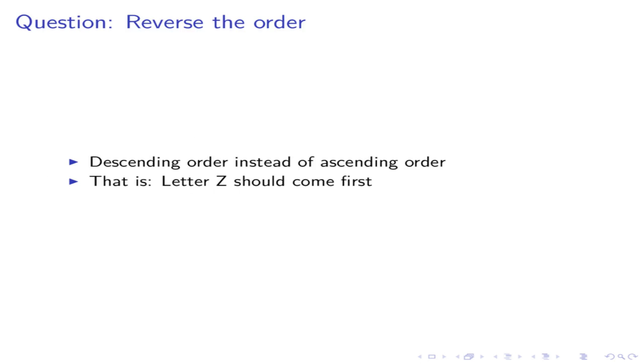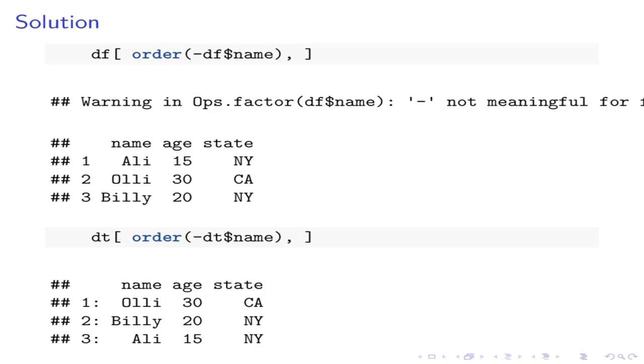Next question. Reverse the order. Sort in the same way by using the name column of the data frame or table, but this time the letter Z should come first. Thus, use descending order, not ascending order. This is very simple. Just put a minus sign in front of the column that you want to be in descending order.